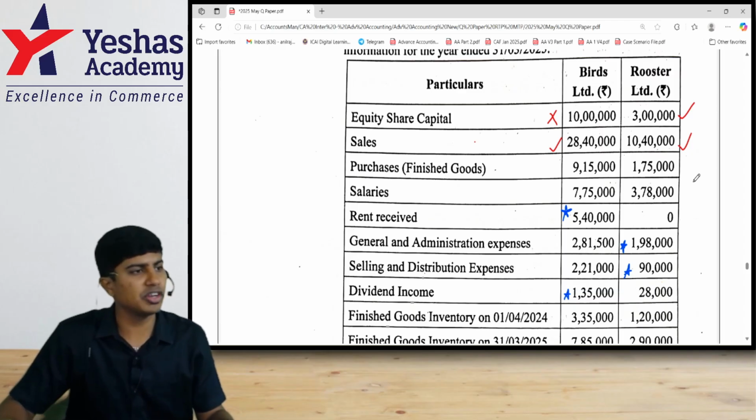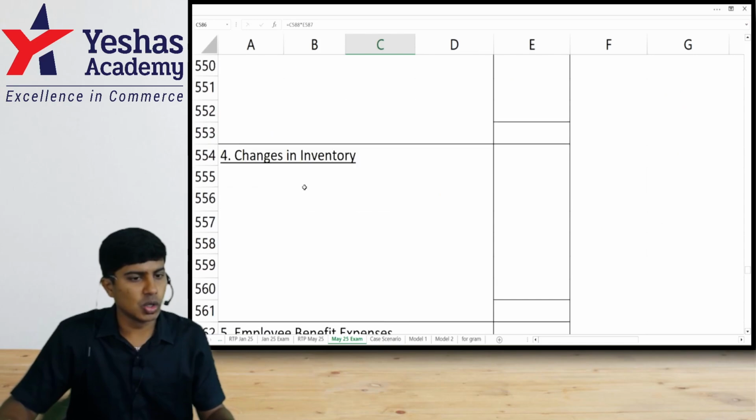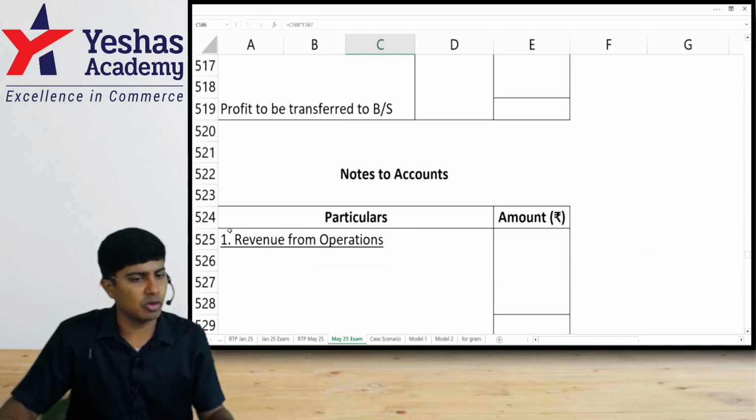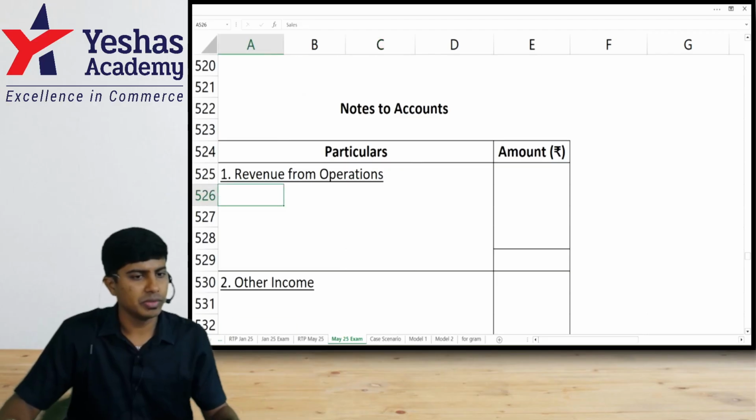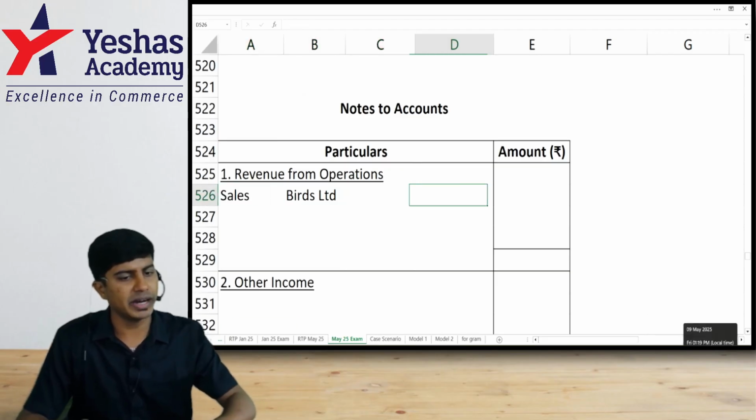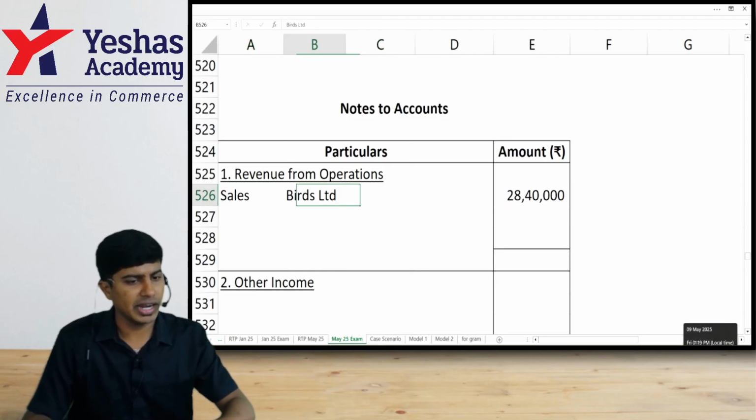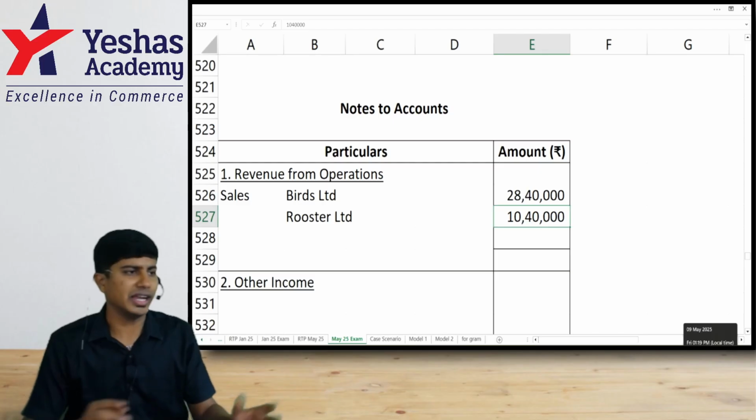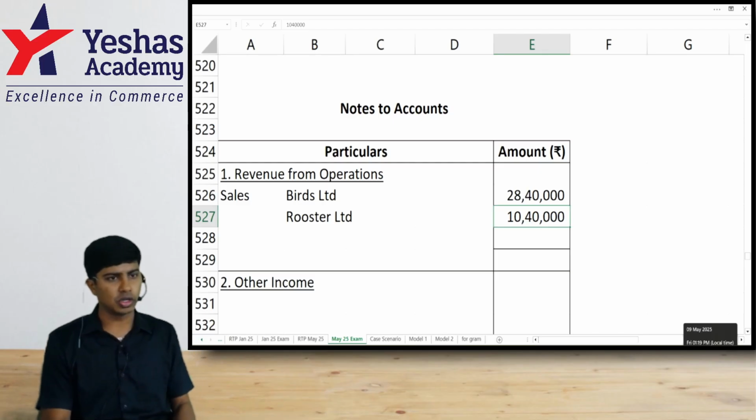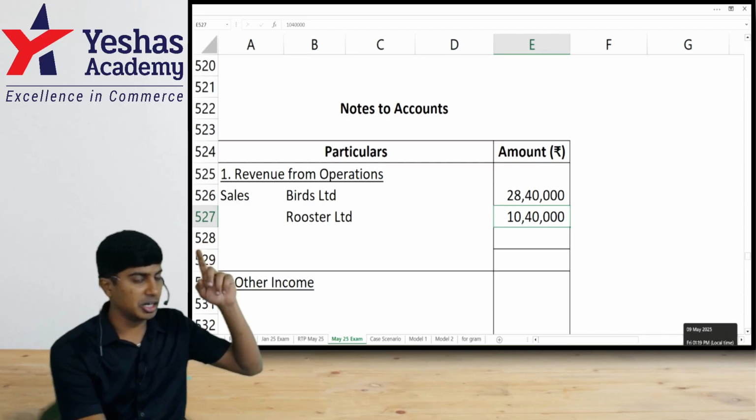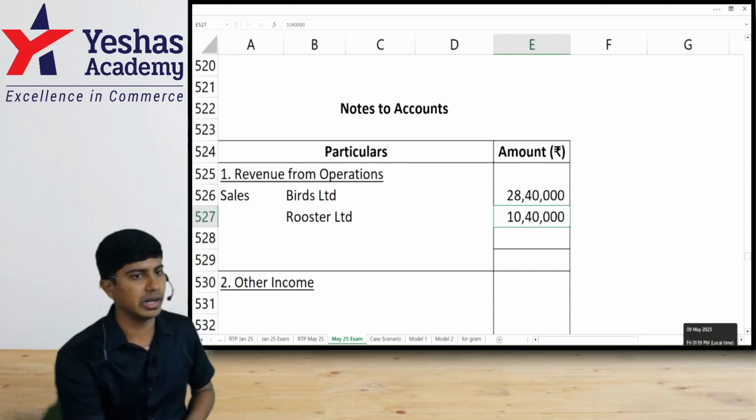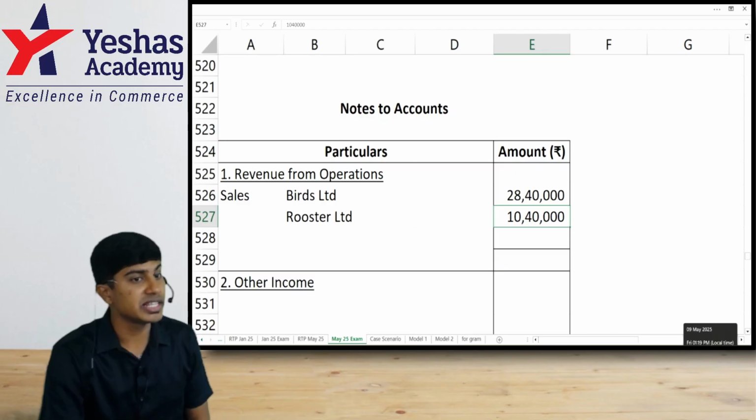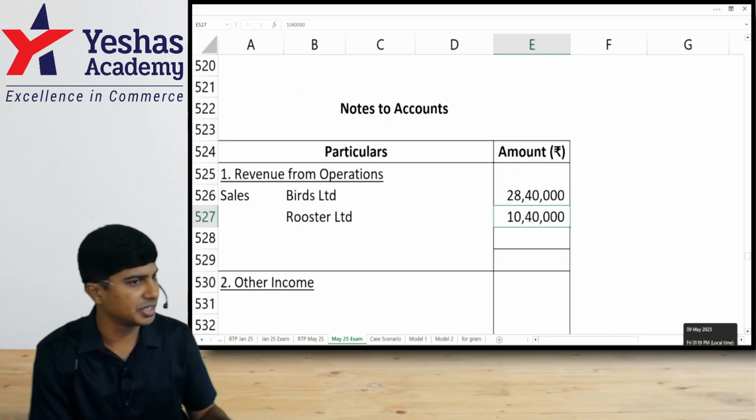Can I call this revenue from operations? So I will write in my revenue from operations, note number 1. How much is sales of Birds Limited? 28 lakh 40. How much is that of Rooster Limited? 10 lakh 40. I can take the total right now to post it to the outer column in my consolidated PL, but I'll still keep it here. I'll total it later. Why? What if there is some sales return? Then I would have to adjust it here.